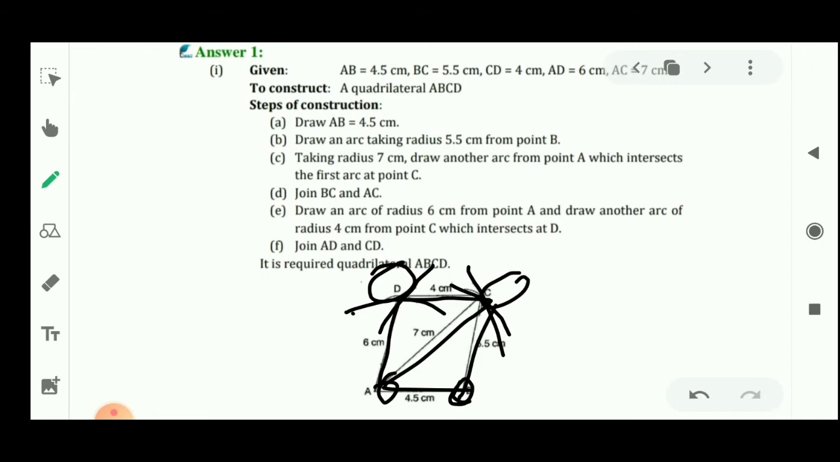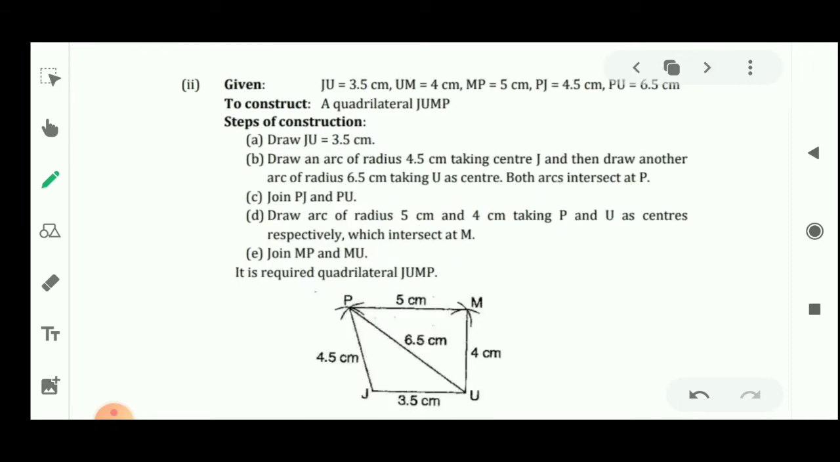Now students, let's see the second part. In the second part, firstly draw the line JU, that is 3.5 centimeter, like this. Then put your compass point on J, take the radius of 4.5 centimeter and draw an arc like this. Then put your compass point on U, take the radius of 6.5 centimeter and draw another arc like this, which cuts at point P. Then join JP and PU.